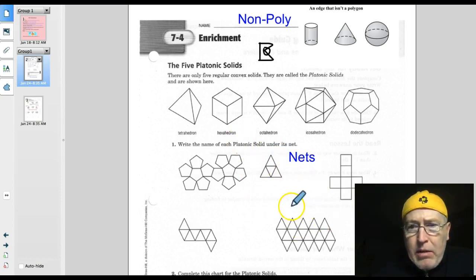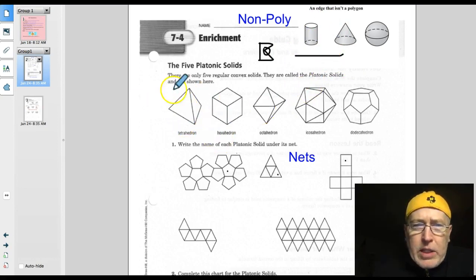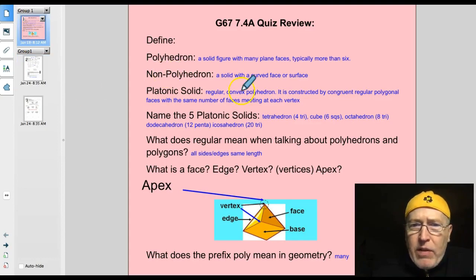Here are the different nets for those 5 different Platonic solids. You'll notice that all the Platonic solids are really made up of 3 shapes: the pentagon, the triangle, and the square. All right, here's a couple examples up here I forgot. These are some non-polyhedron shapes. Okay, let's go back and make sure I covered everything I need to cover on that. Oh, I forgot one thing.